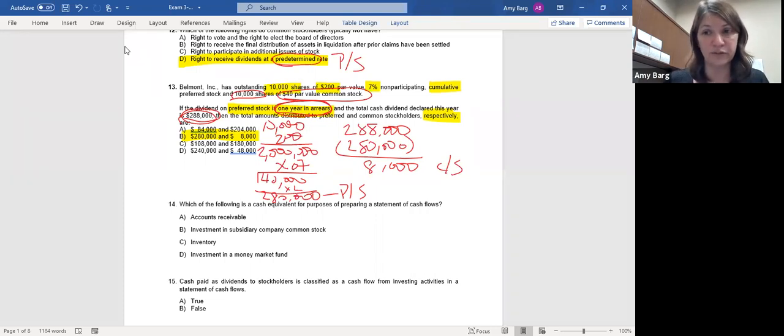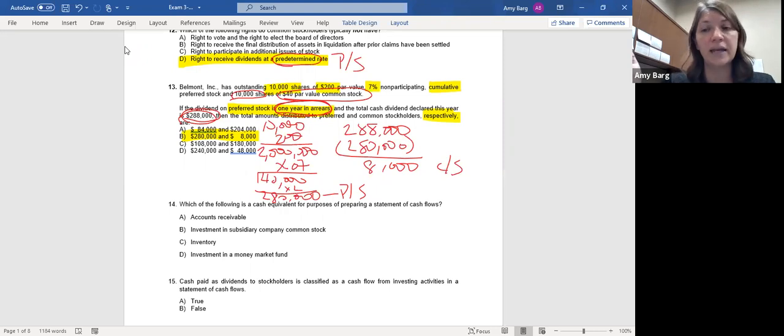And then because they're preferred stock, you have to pay them before you pay your common stockholders. So you have to pay them this year's dividends too. If they were only paying $280,000 in dividends, then the common stockholders wouldn't get anything, because they would need to pay that dividend in arrears from last year and the dividends that they owe from this year.